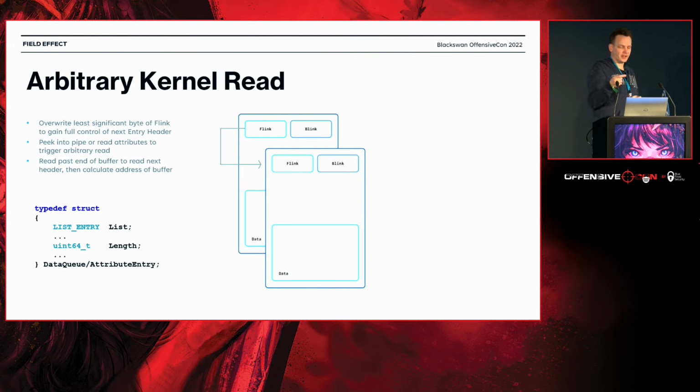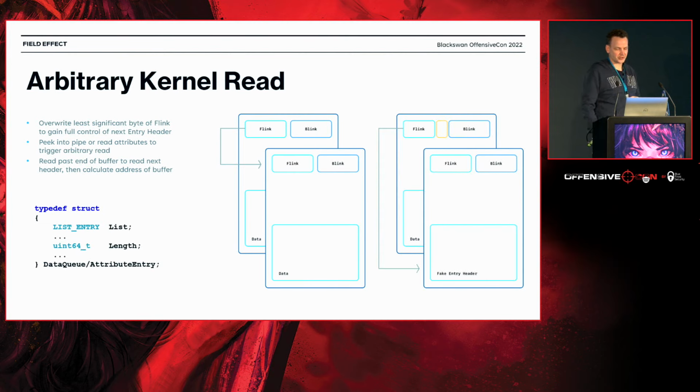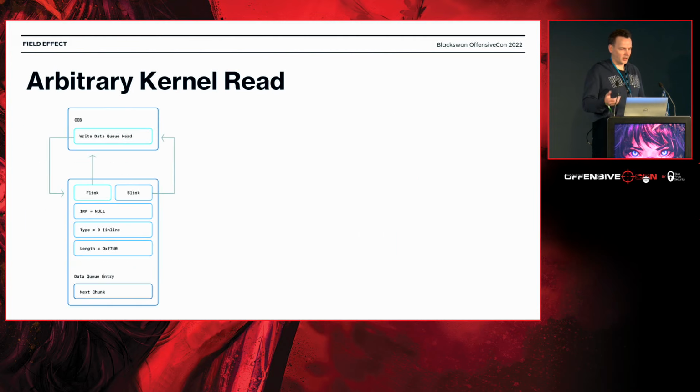so that instead of the Flink pointing to the start of the next data queue entry, we can get it to point down into the controlled data section. If we corrupt it just right, then the Flink actually points into the portion of the data that we control, and we can have arbitrary values for the next header in the chain. So that applies to either the data queue or attributes.